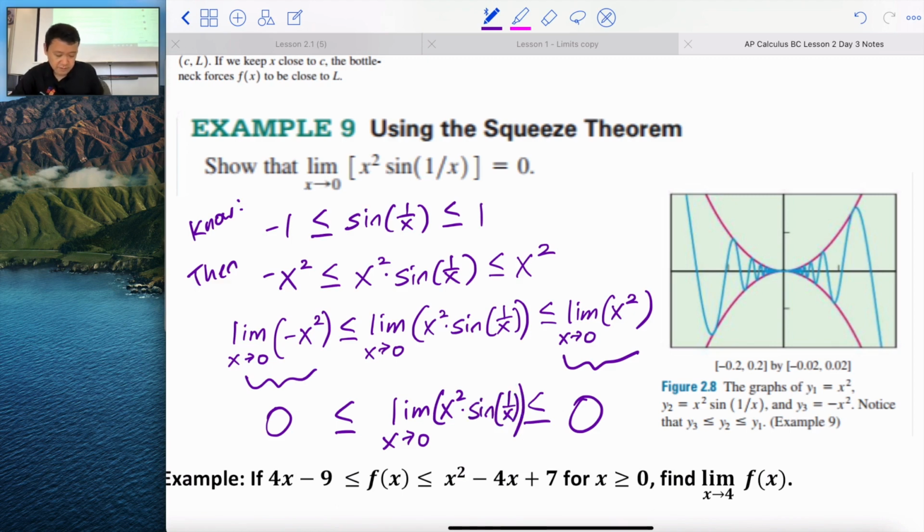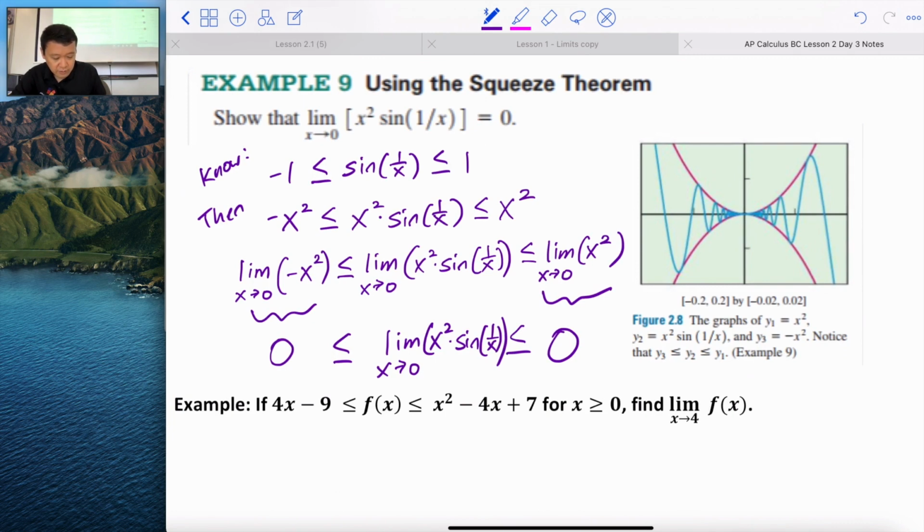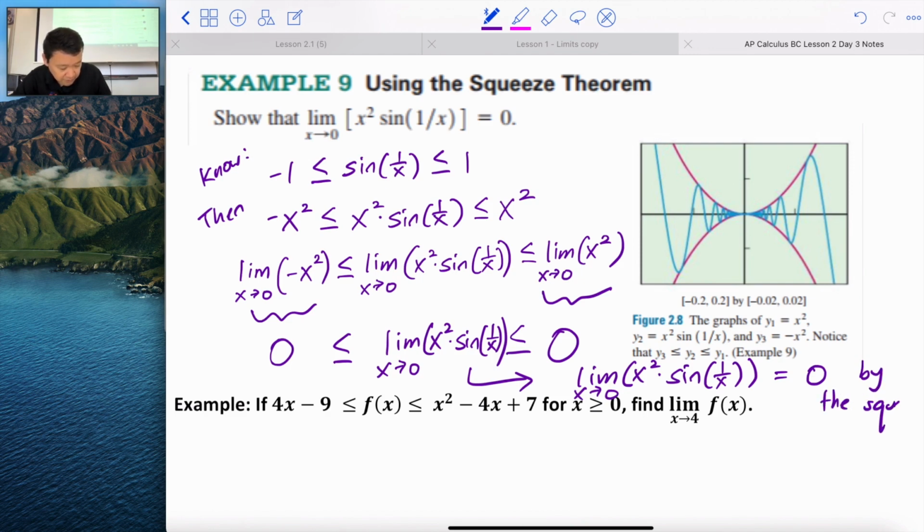Right there. Okay, so this is where the squeeze theorem comes into play. Then we could conclude that the limit of x squared times the sine of 1 over x, because it's in between 0 and 0, sandwiched in between these two functions, is indeed 0, by the squeeze theorem. And then we'll look at one more example after this.